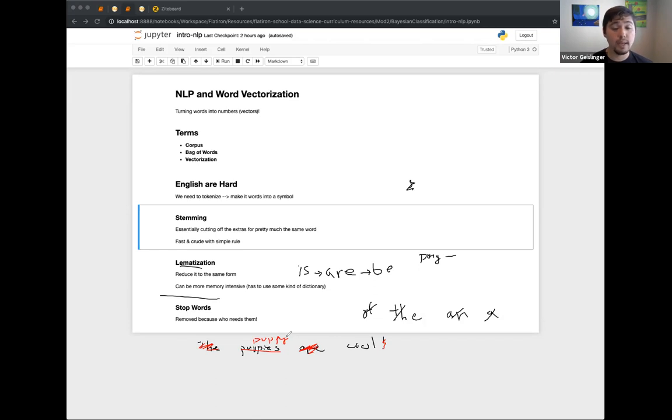Okay, cool. So any questions on this stuff? Cool. And note that there's more stuff you can do for NLP, for example, parts of speech. But since we're not looking at anything too complicated, we're not going to do that right now. In future lessons, we'll talk about that. But just know that there are other techniques you can do for NLP that can make it more complicated.